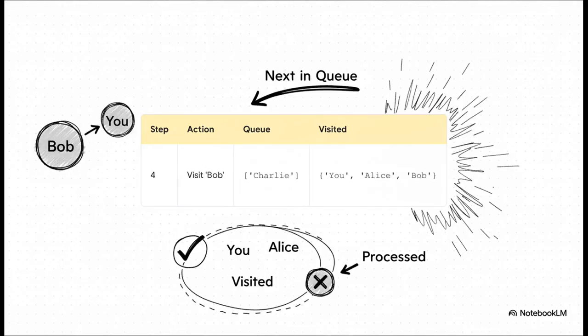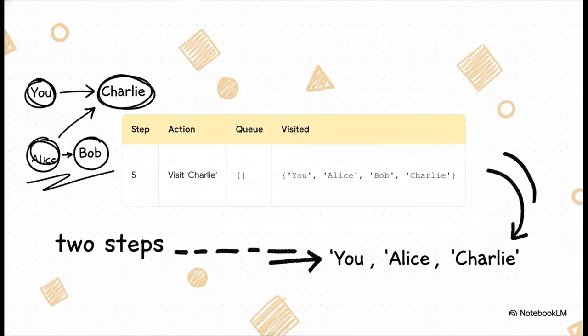Okay, Bob's turn. We take him from the front of the queue, mark him visited, and check his connections. His only friend is you, and we've already visited you, so there's nothing new to add to the queue. We just move on. And finally, we get to Charlie.